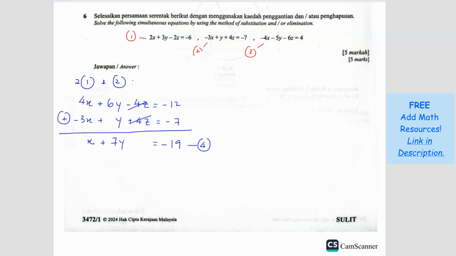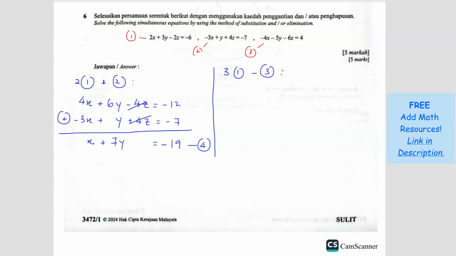Now I'm going to do another pair. Which pair am I going to use? I'm going to use the first and the third, because I can make -2 become -6. So the first equation I'm going to times 3, so that I get -6z, and here I also get -6z. If I want to eliminate, I need to minus, because same sign is positive, so you do the opposite, so it's minus. Clear? So minus the third equation.